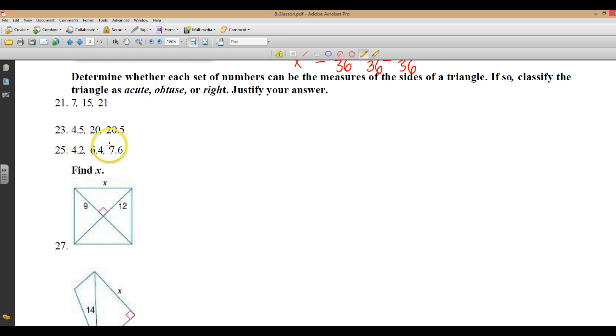First off, is this a triangle? So 4.2 plus 6.4 would be 10.6, which is greater than 7.6. So it is a triangle. Take the longer or longest of the three sides and square that. And then take the shorter two lengths, square them, and add them together.